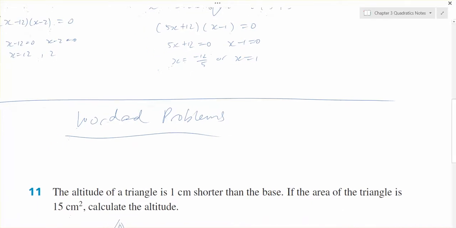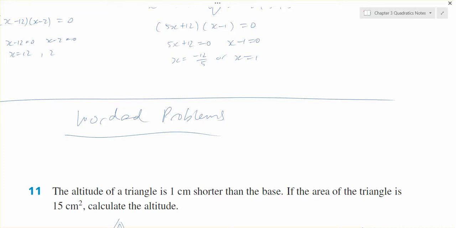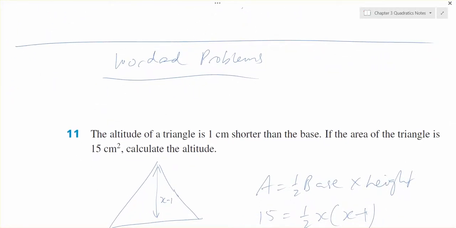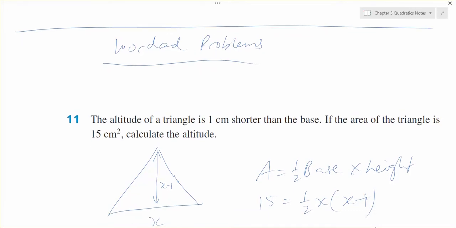So first of all, with worded problems, understand the context and draw a diagram. So I drew a triangle. The altitude is like the height. We know that's 1 centimeter shorter than the base. So if the base is x, then the altitude or the height is x minus 1.